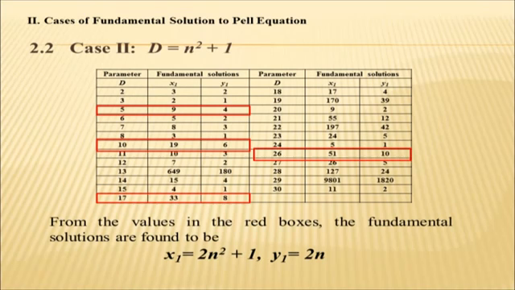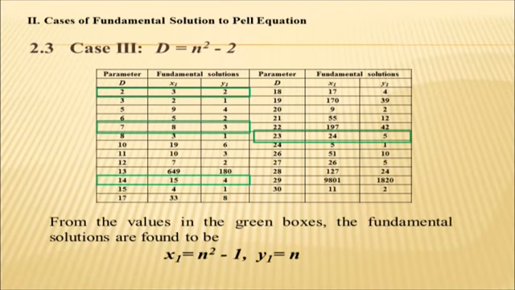For the second case, d equals n squared plus 1, we do the same thing by inspecting the fundamental solutions. From the values in the red box, the fundamental solutions are found to be x1 equals 2n squared plus 1 and y1 equals 2n. And for the third case, d equals n squared minus 2, as shown, when n equals 2, 3, 4, and 5, the corresponding parameter d will be 2, 7, 14, and 23 respectively.